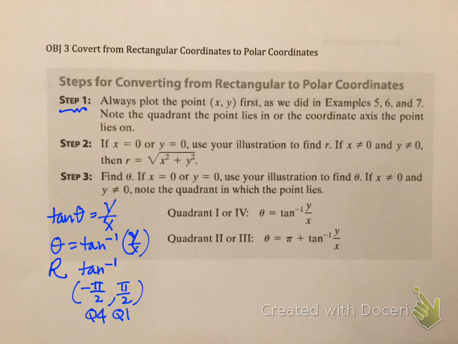So what you have to do is use the same formula, inverse tangent of y over x, and then you're going to have to add pi to this. So this is very important. If you're in quadrant 2 or 3, you have to add pi. And that's why in step 1 it says always plot the point, because if you don't know what quadrant you're in, you're not going to know what to do at the end.